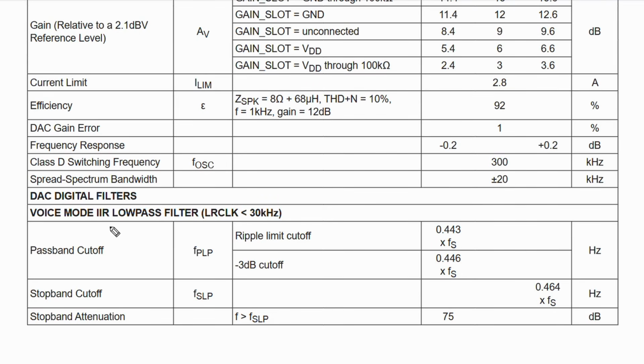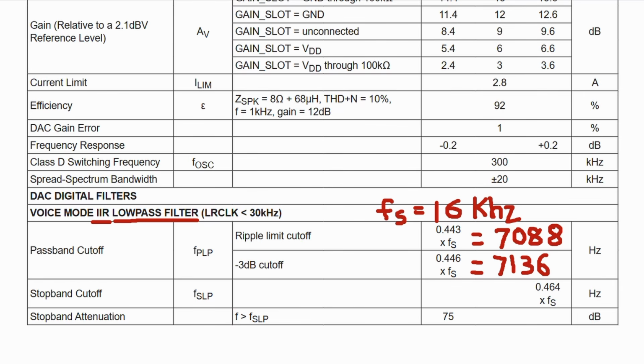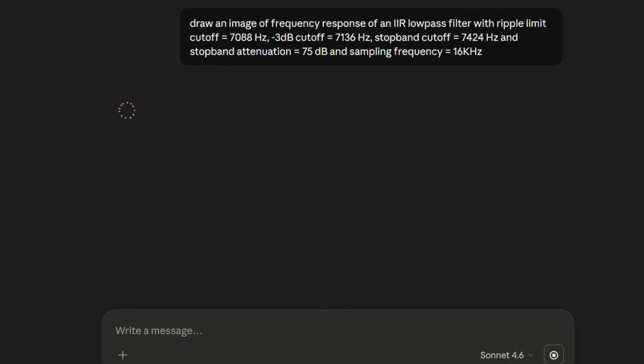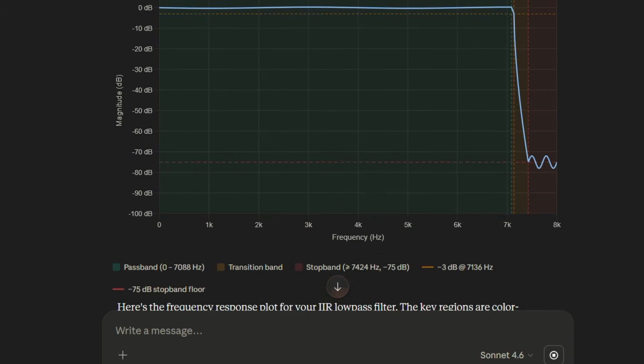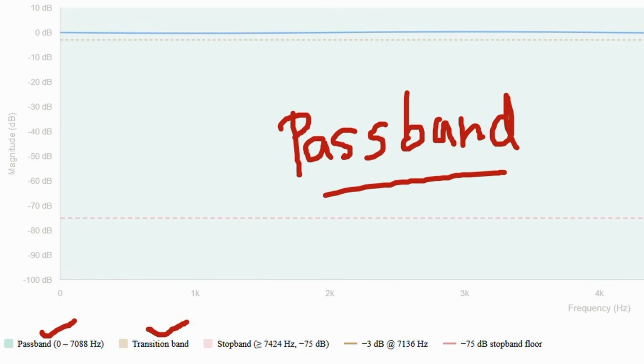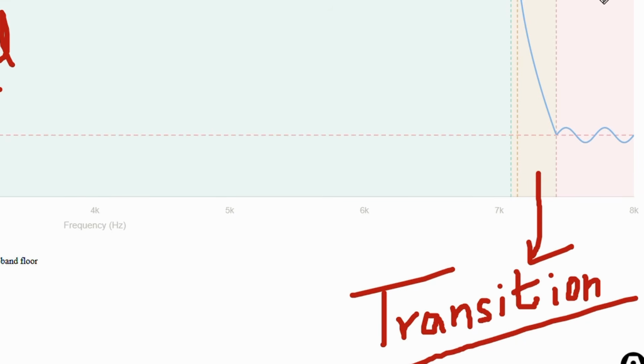Now let's talk about the internal digital filtering. Based on the sampling frequency, 16 kHz in our case, the low pass filter or anti-imaging filter is designed, that we talked about a few moments ago. Let's put Fs as 16 kHz and we get ripple cutoff value as 7088 Hz, minus 3 dB cutoff as 7136 Hz, stop band cutoff as 7424 Hz, and stop band attenuation as 75 dB. Using these values, the filter looks something like this. So effectively, the signal is confined within the expected bandwidth of roughly 8 kHz, which aligns with the Nyquist limit.